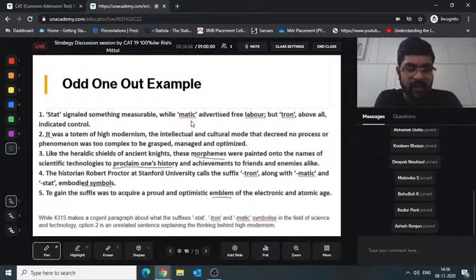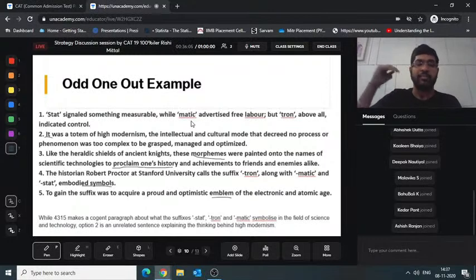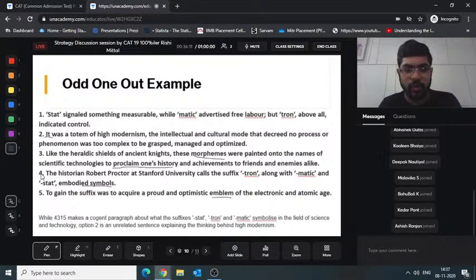To gain suffix was to acquire. Now, when I read it after sentence 3 and 1, I see that to gain suffix was to acquire something. So 5 talks about what gaining suffix meant. Hence, I would say that the order of my PJ would be 4, 3, 1, and 5, making sentence number 2 the odd one out over here.